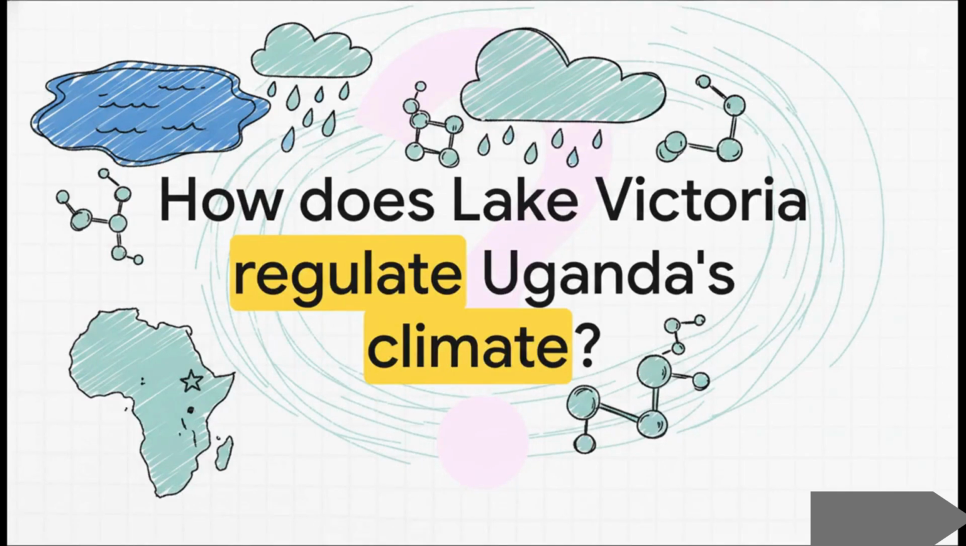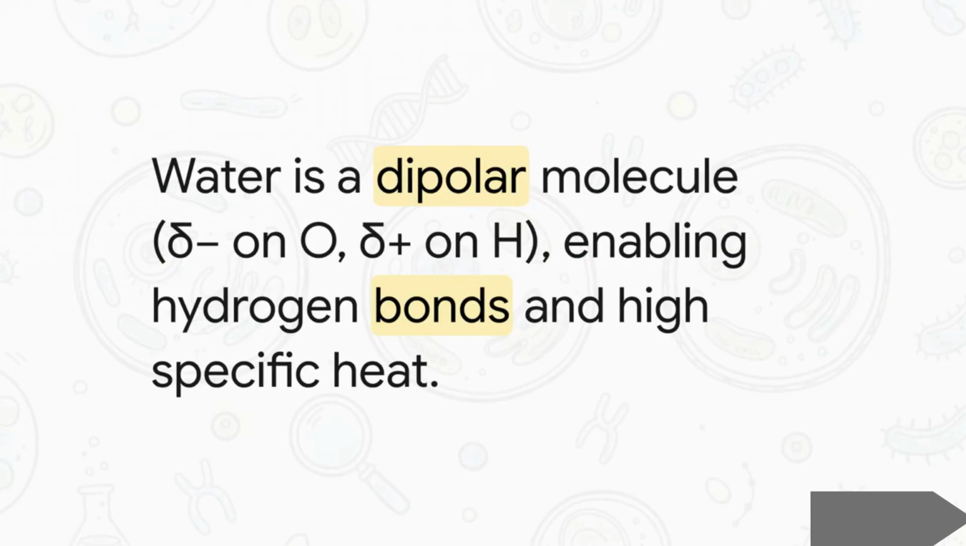So, to kick off our micro to macro journey, consider this. How exactly does Lake Victoria regulate Uganda's entire regional climate? It sounds like a massive ecological puzzle, right? But the answer is actually driven entirely by one microscopic molecule. Any guesses? Yep, it's water.